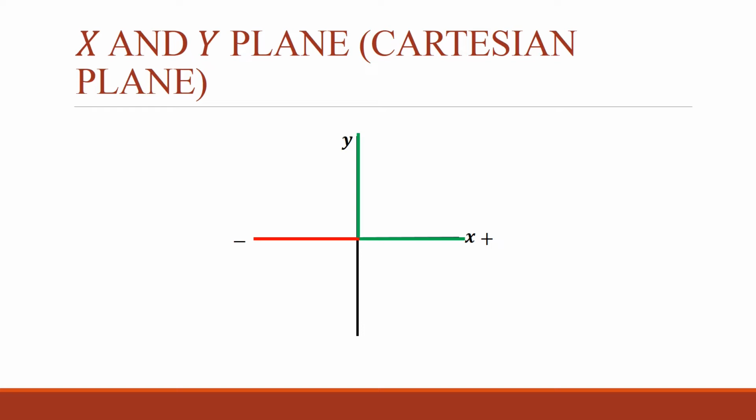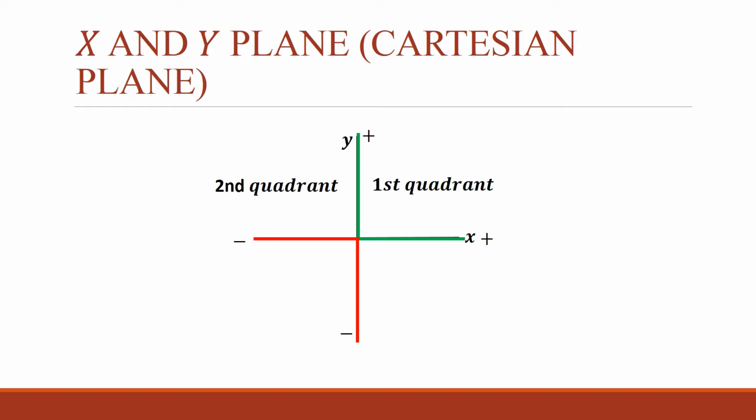In the same way, the upper side of the y-axis, which is colored green, also represents the positive side, and the lower side, colored red, represents the negative side of the y-axis. Between the green lines is what we call the first quadrant. So the region between the positive x-axis and the positive y-axis is what we call the first quadrant.